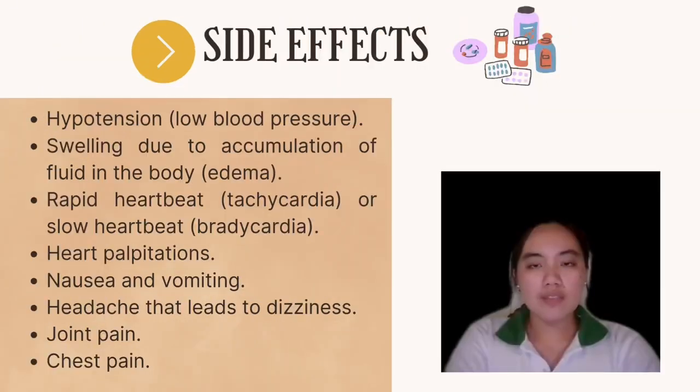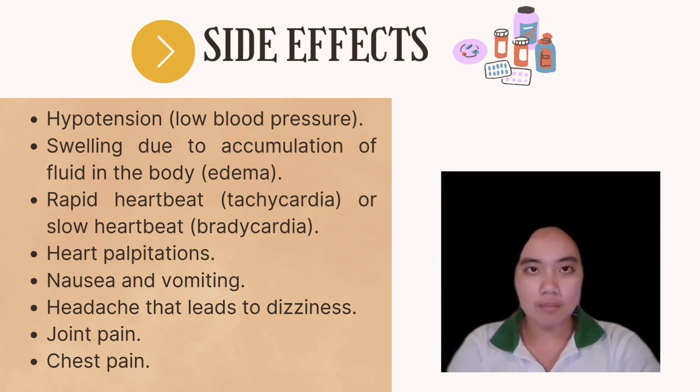So these are the side effects of vasodilators. It includes hypotension or low blood pressure. Vasodilators lower vascular resistance, which can drop blood pressure too much, especially if the dose is too high or if the patient is sensitive. Next is edema or fluid accumulation or swelling. When blood vessels dilate, especially in the periphery, blood can pool in the extremities. The reduced venous return can signal the kidneys to retain sodium and water, leading to fluid buildup. Next is tachycardia or rapid heartbeat, a reflex response to the drop in blood pressure. The body tries to compensate by increasing heart rate to maintain adequate perfusion.